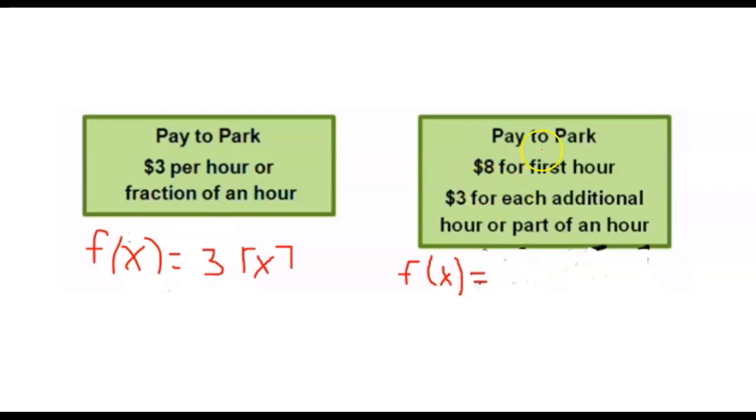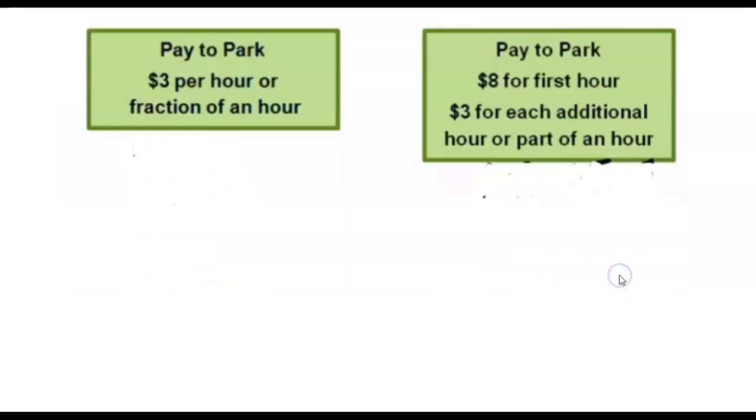Well, I start off in the beginning, I have to pay $8. Okay, $8 as soon as I go right into the parking lot. Okay, so that first hour is going to be $8. Added to that is $3 for each additional hour that I park. So I'm going to include my 3 times my ceiling function, but this time I got to think about this. I am going to not just have x inside of my ceiling function, but I'm going to subtract.